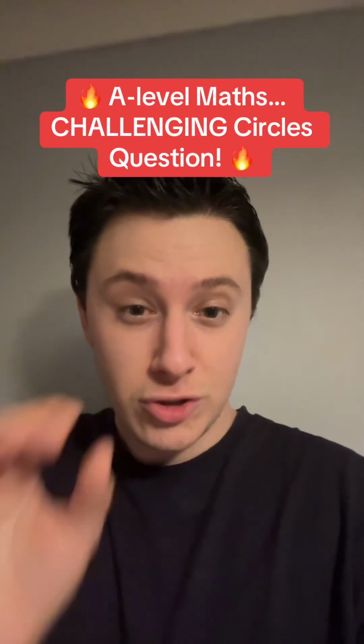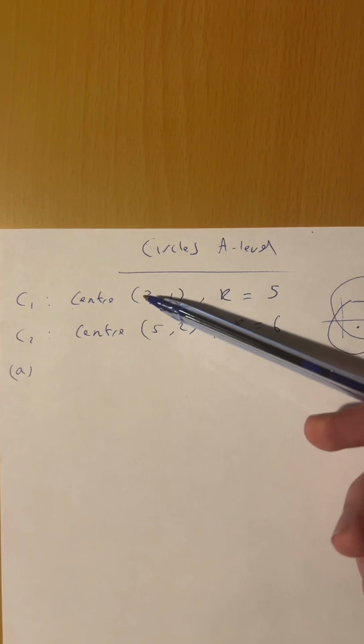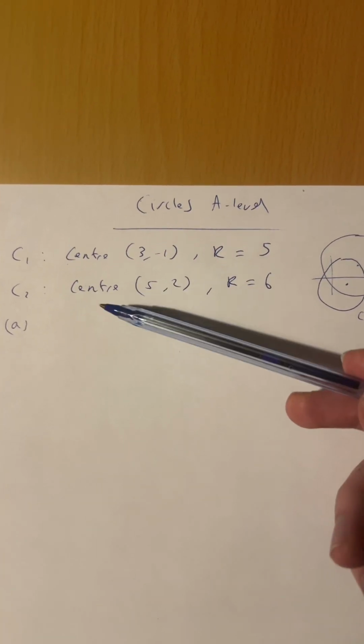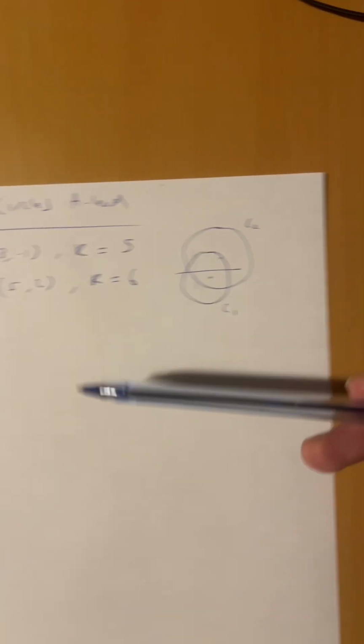Right, A-level maths, tricky circles question. Let's go through it. So you've got a circle C1, centre (3, -1), radius of 5. So that's the smaller one here. And then we've got a circle, centre (5, 2), radius of 6. Don't worry, I'll draw a bigger diagram in a minute just to make this a bit clearer.